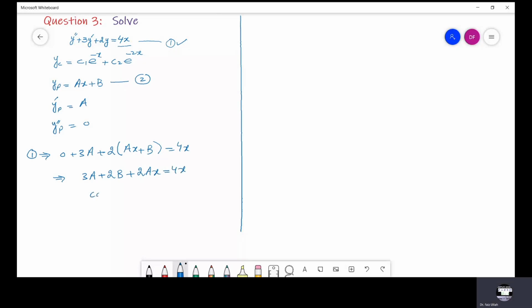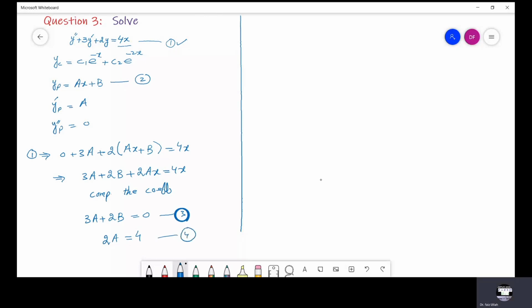Now, comparing the coefficient on both sides. On the left hand side, the constant term is 3a plus 2b, and on the right hand side we have 0. On the left hand side, the coefficient of x is 2a, and on the right hand side the coefficient of x is 4. Let us say this is equation number 3 and this one is 4.